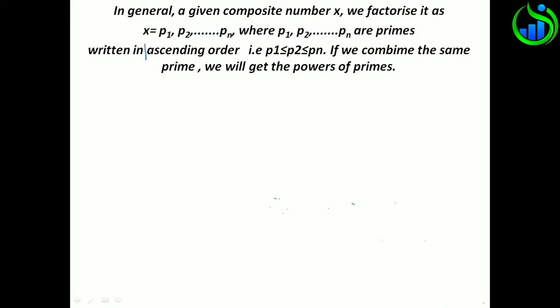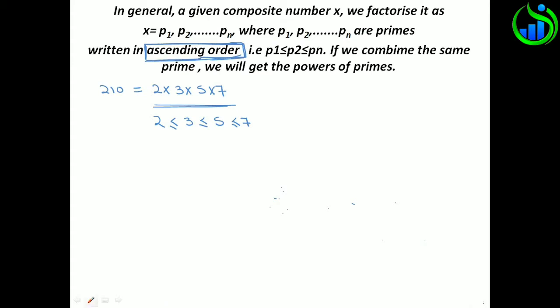In general, the standard form is written in ascending order. For example, 210 is 2 into 3 into 5 into 7. Here 2 is less than 3, then 3 is less than 5, then 5 is less than 7. So in the general form it is written in ascending order.